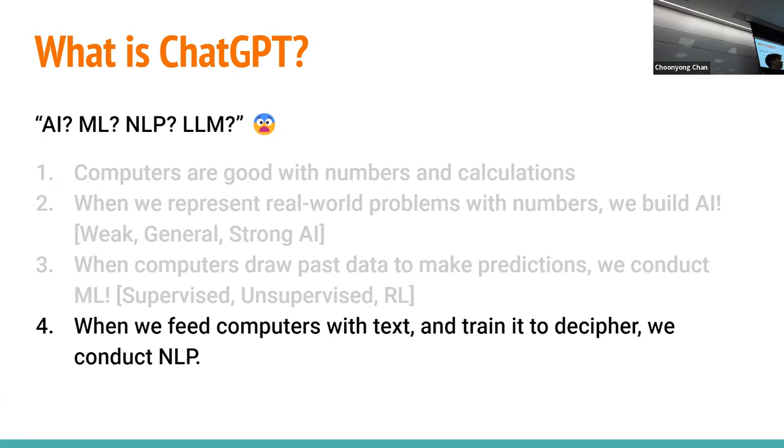So for example, if I train the computer to learn grammatical rules, if I tell the computer that in English, we organize our sentences by subject, verb, then object, right? And we train it to decipher and try to reason out what words are important and what words are not important. We conduct natural language processing.